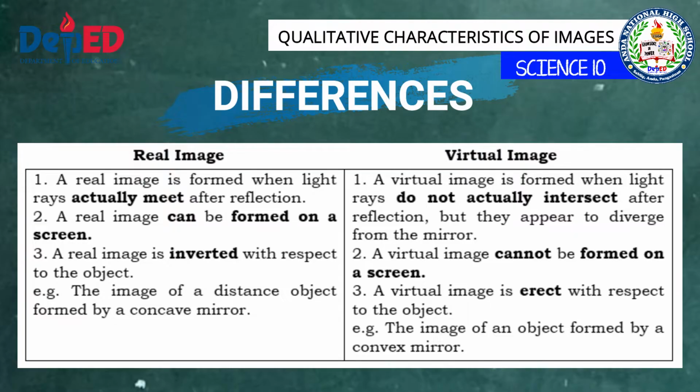On the other side, virtual image is formed when light rays do not actually intersect after reflection, but they appear to diverge from the mirror. Also, a virtual image cannot be formed on a screen. Lastly, a virtual image is erect with respect to the object. Example, the image of an object formed by a convex mirror.